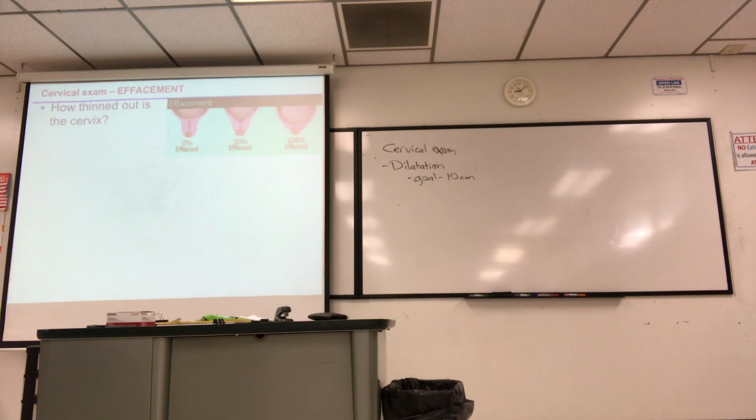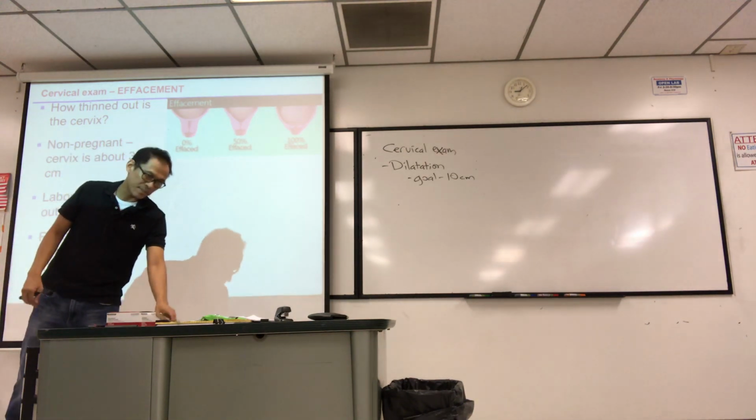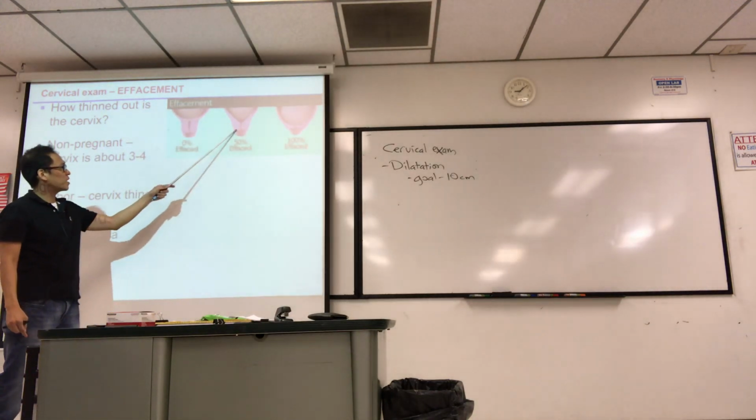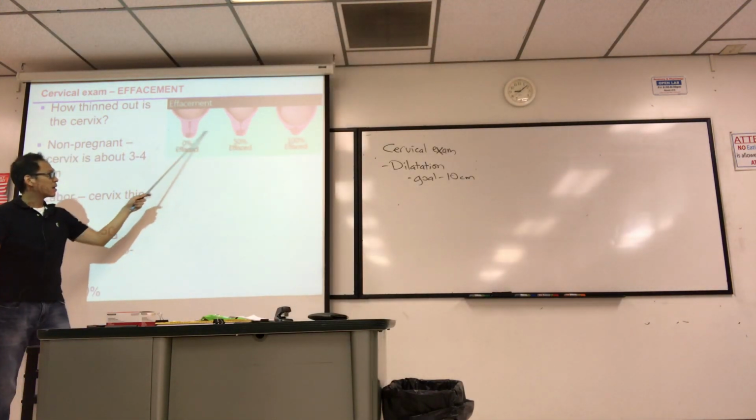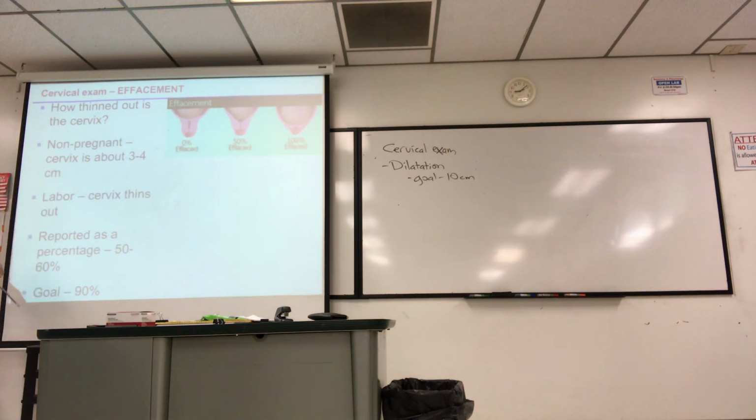The other thing that they can palpate in the exam is the cervical wall. When the baby's head is pushing down on it, the cervix is normally a few centimeters. When the baby's head is bearing down, it squashes it and thins it out. They call that effacement. When you're not pregnant, it's a few centimeters. During labor, it thins out because the baby's head is coming down. You report it as a percent. If 3 to 4 centimeters is 100%, as it thins out, the goal is about 90% effaced.